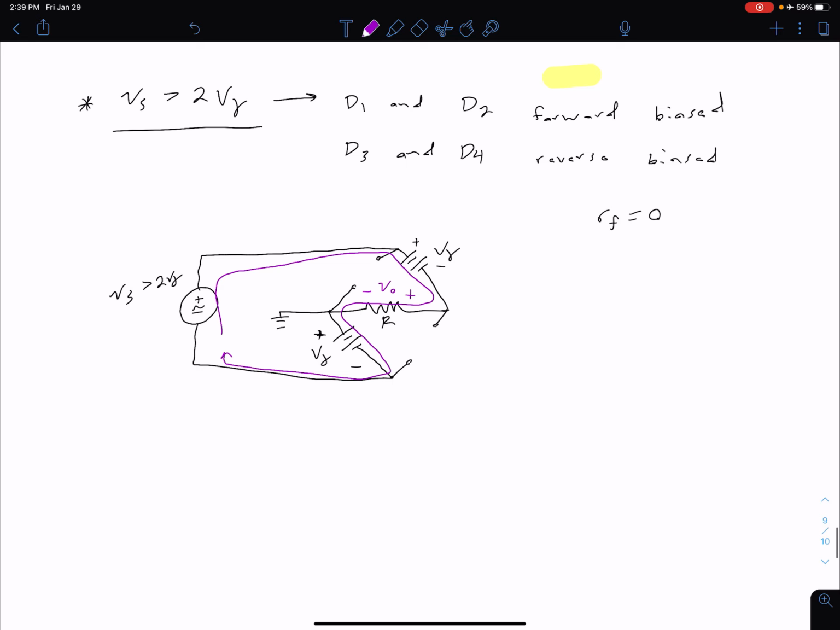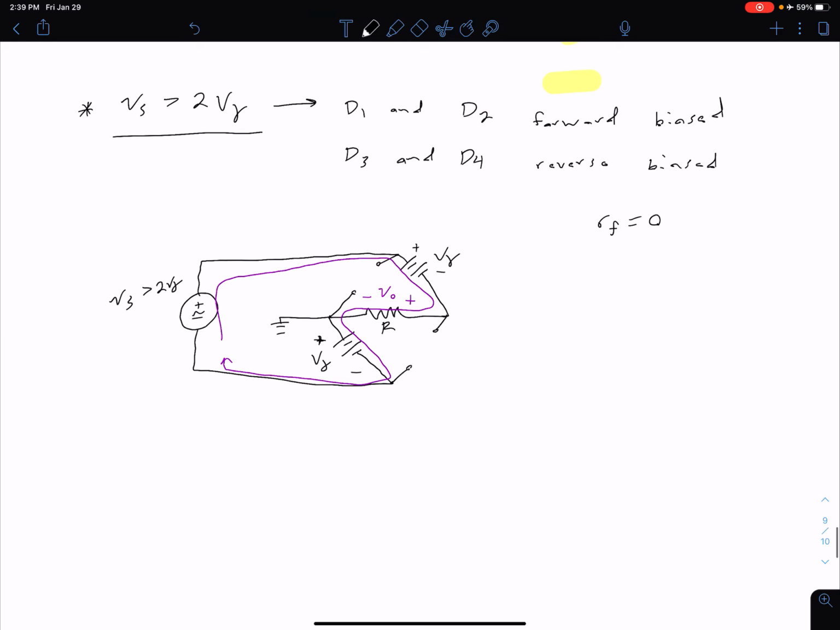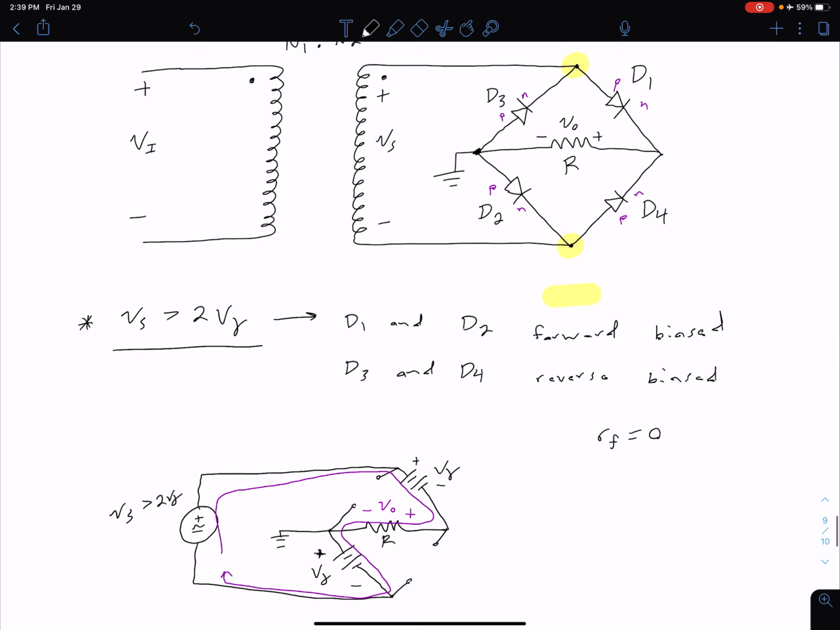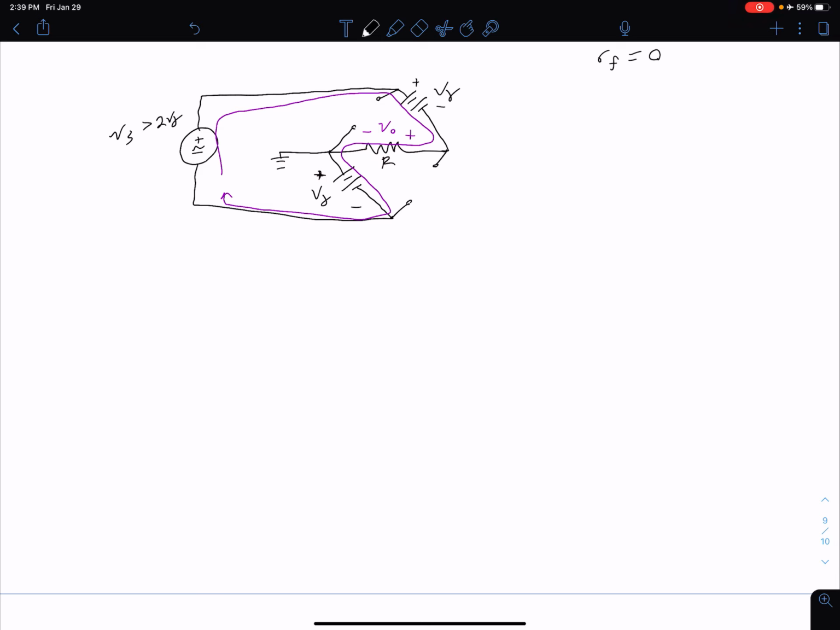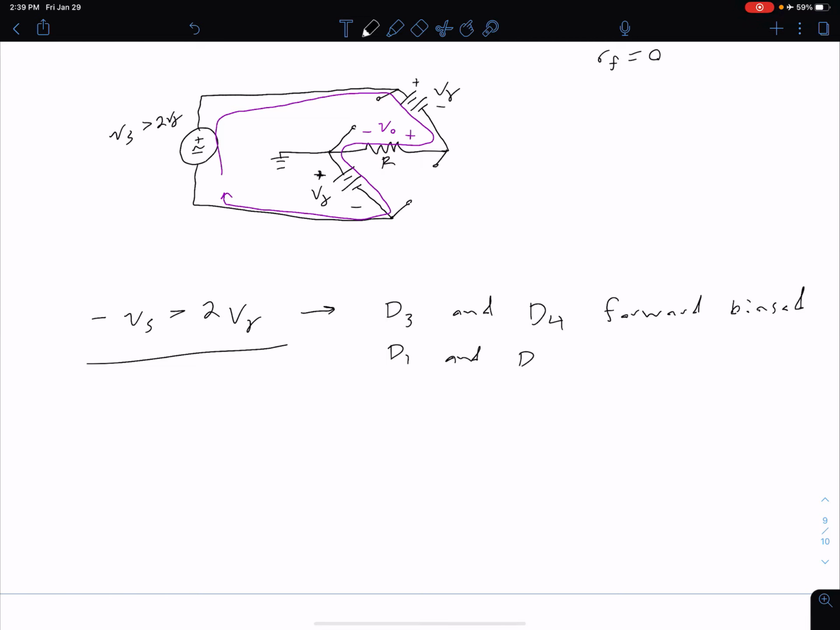Okay, so now our second case is if our voltage is negative enough to overcome the cut-in voltages of D4 and D3. So we can say if we have negative Vs greater than 2 V gamma, and another way we could say that is if Vs is less than negative 2 V gamma, same thing. So by similar arguments, in this case our D3 and D4 are going to be forward biased, and our D1 and D2 are going to be reverse biased. So it's basically just swapped roles here.